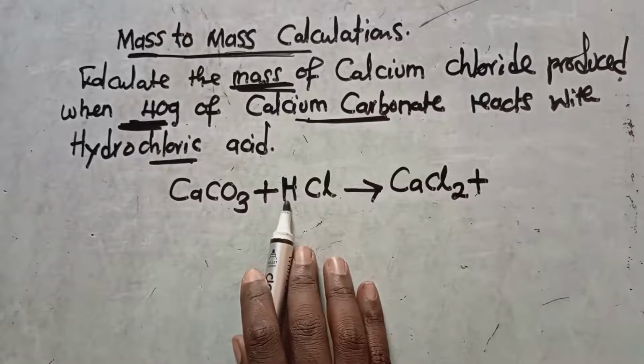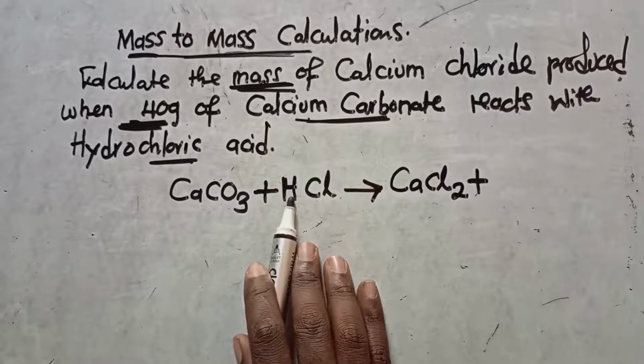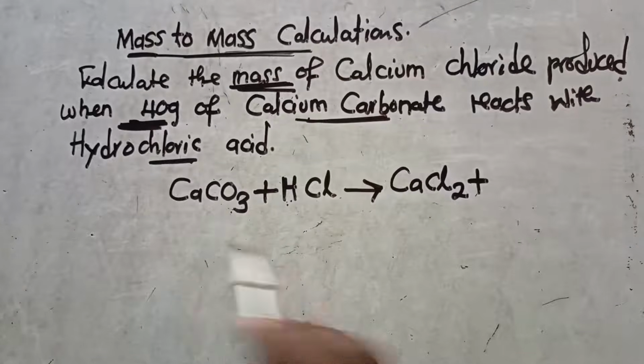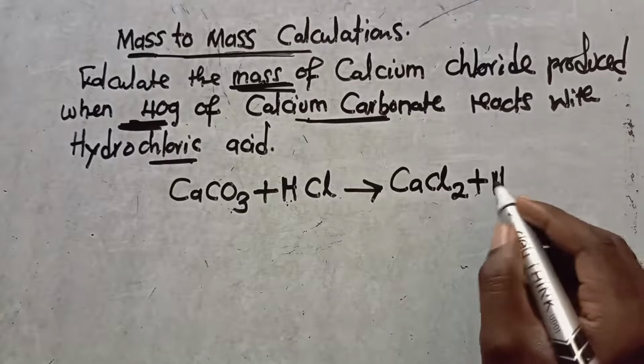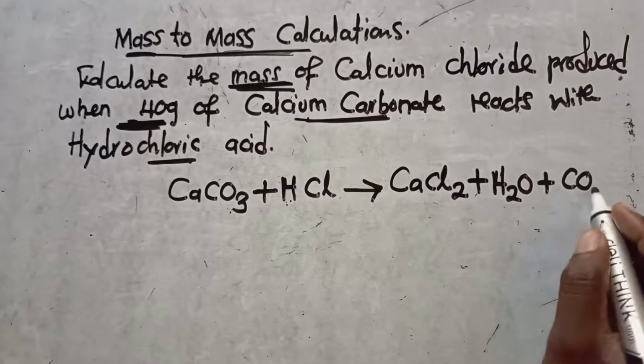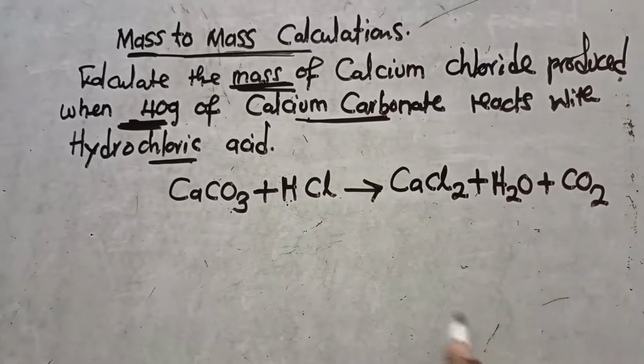This is hydrogen. When hydrogen reacts with one atom from the carbonate, which is oxygen, it produces water, plus carbon dioxide. So you may tell me, sir, I cannot know that I'm going to have three products. This is the reason why I'm teaching you.